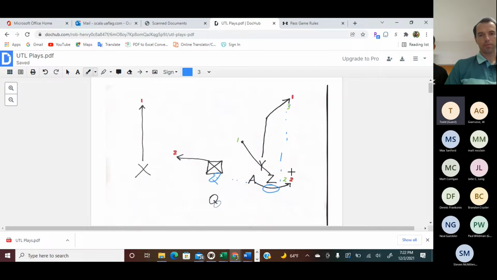Gotcha. So if the 4 seconds runs out, it's just like if the quarterback did, it's not a penalty, it's just a loss of down. Yes, sir. Just a loss of down. Sack, loss of down.